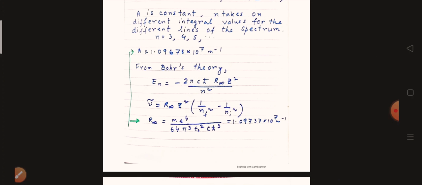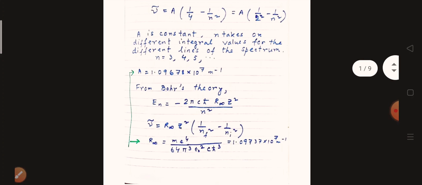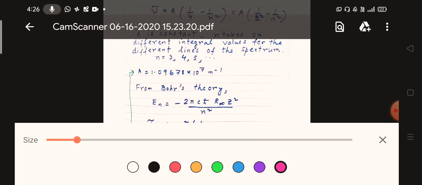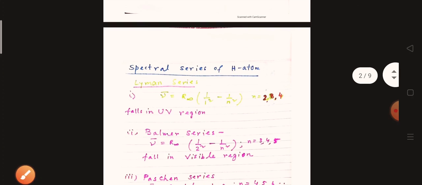Look, the empirical relationship calculated by Balmer gives the value 1.09679 into 10 to the power 7 meter inverse, whereas from Bohr's theory we get the value 1.09737 into 10 to the power 7 meter inverse. Look, these values are quite similar. Okay, let me use a pen so that you all can understand. This value and this value are quite similar. Now let's go to the other page.